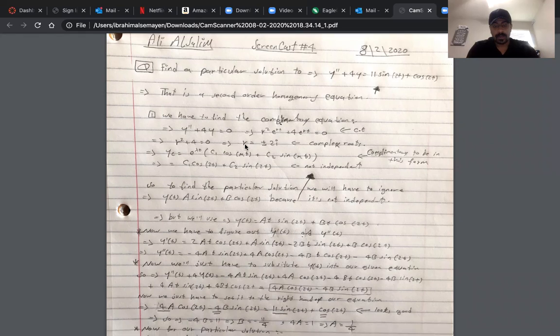So to get our complementary equation, it is going to be in this form, which is yc equals e to the lambda t times c1 cosine of mt plus c2 sine of mt, because our characteristic equation has two complex solutions in here, as you can see.